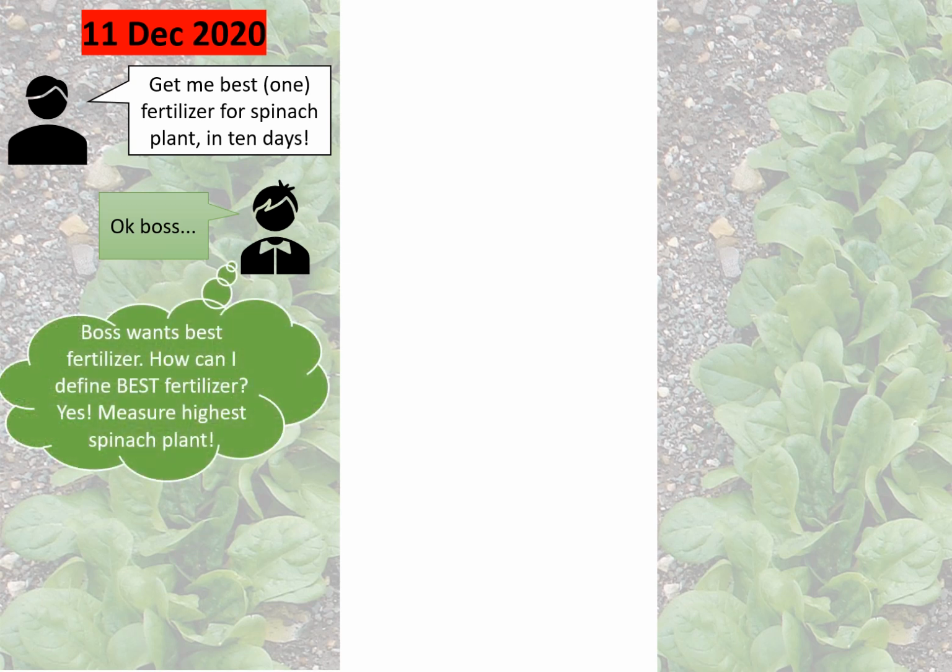But he's thinking, the boss wants the best fertilizer, the best budget. How can I define the so-called best fertilizer for my boss? He thinks for a while and finds out, why not I just measure the highest spinach plant? If I can get the highest spinach plant, then I can tell my boss, "Oh boss, this is the best budget, this is the best fertilizer."